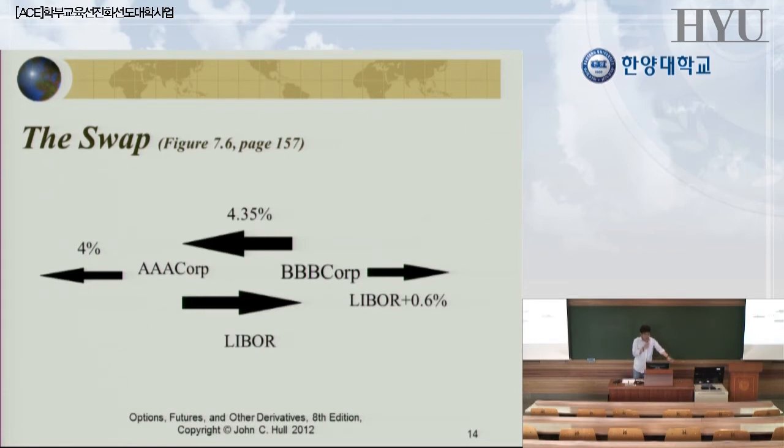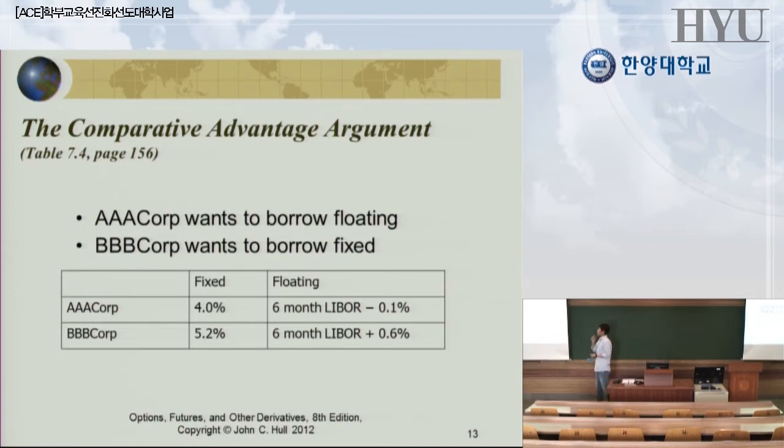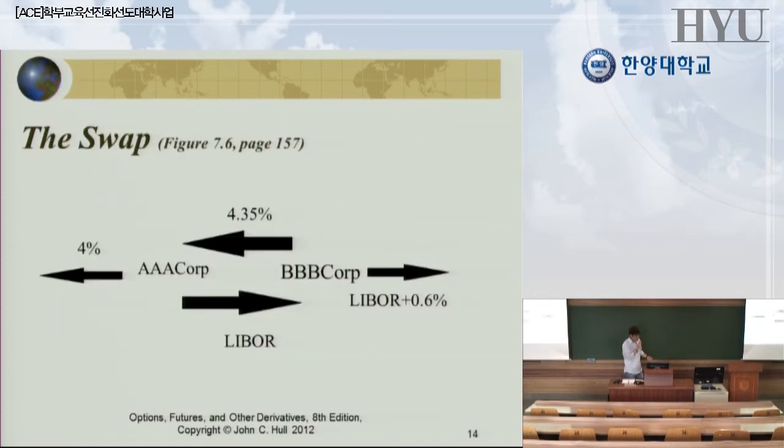As I mentioned earlier, the AAA corporation will be borrowing at the 4% fixed rate, and the triple B corporation will be borrowing at LIBOR plus 0.6%, and then they would do the transaction in here. Now, when they do the transaction, the triple B corporation would be paying 4.35% plus this amount, and this is less than the 5.2% that they would pay if they directly borrowed at a fixed rate. So by doing these swaps, they could actually gain or be more profitable. As well as the AAA corporation.